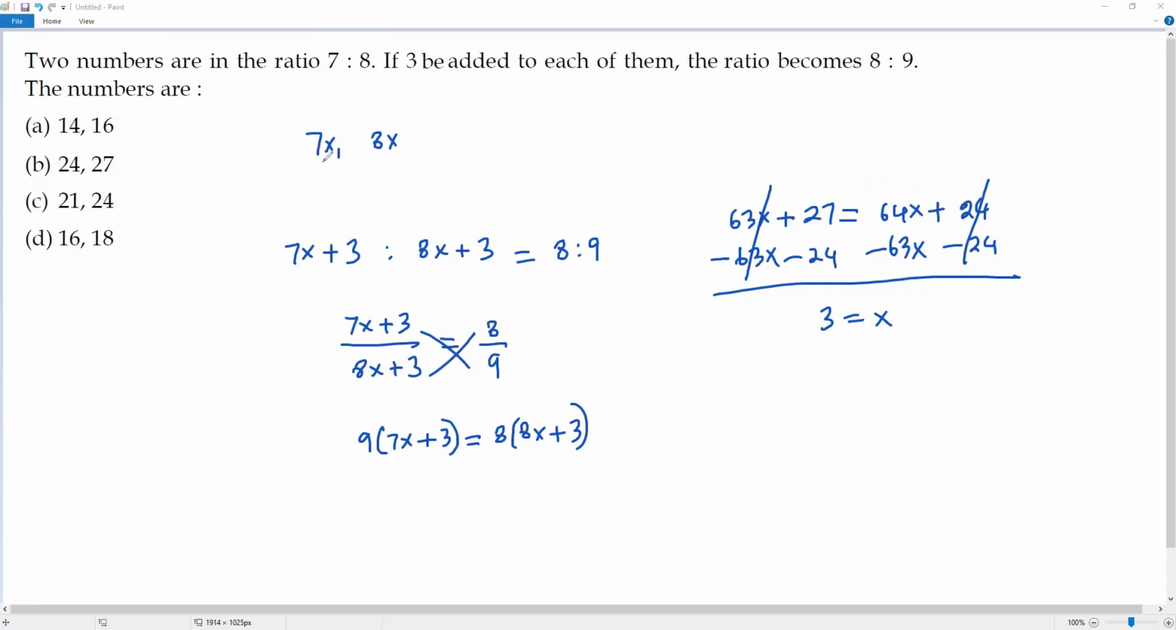Now we can plug in 3 for x over here and here. When I plug in x equals 3 over here, 7 times 3 is 21. And here 8 times 3 is 24. So the two numbers are 21 and 24. I find 21 and 24 in answer choice C. The correct answer choice for this question is C.